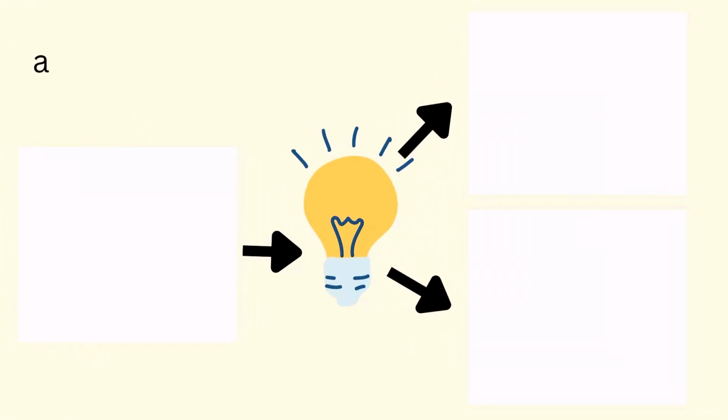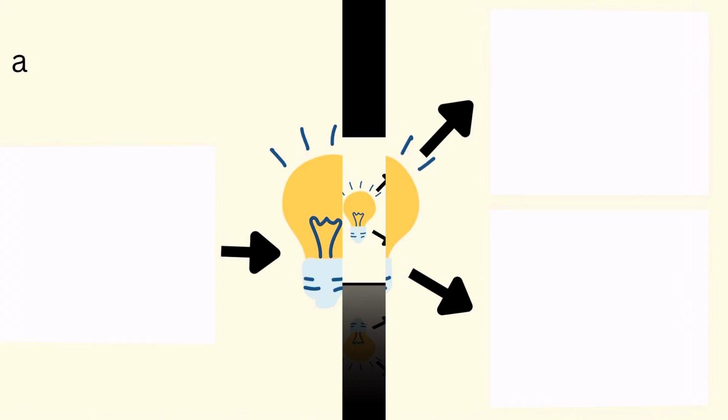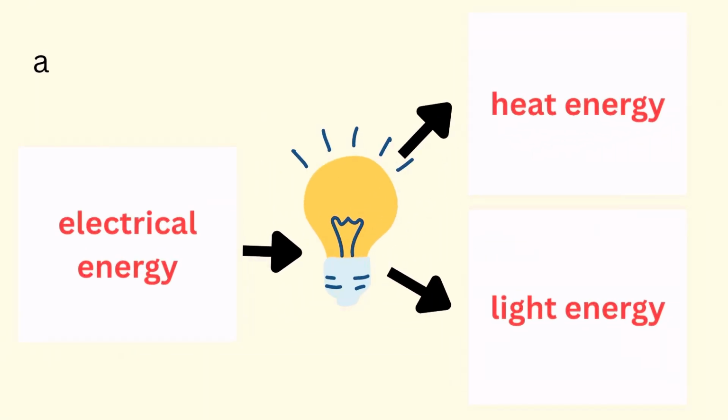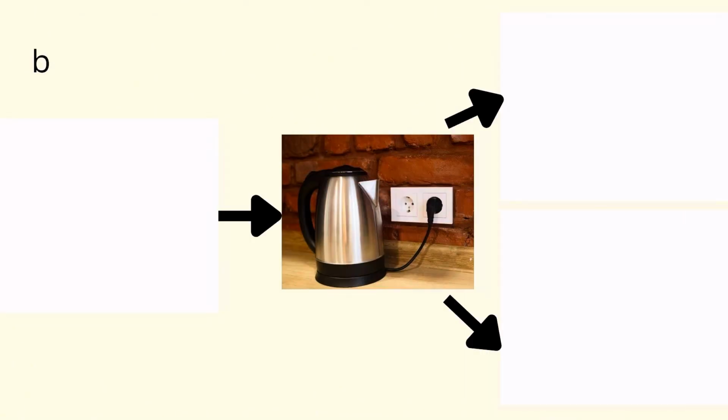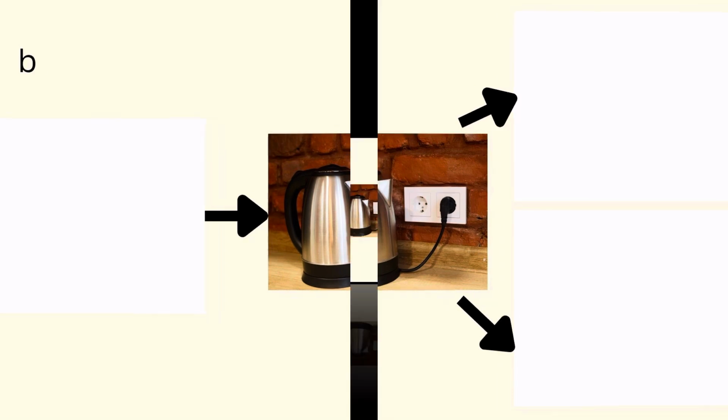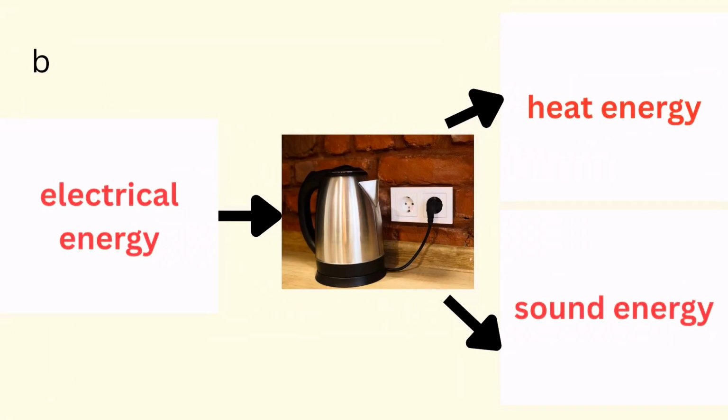Picture A is showing the light bulb. It has electrical energy, and when we switch on the light, it gives heat energy and light energy. Picture B is showing the electrical kettle. It has electrical energy, and when we plug in the kettle, it gives heat energy. And when the water is boiling, it gives sound energy.